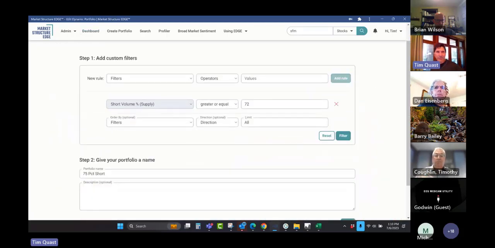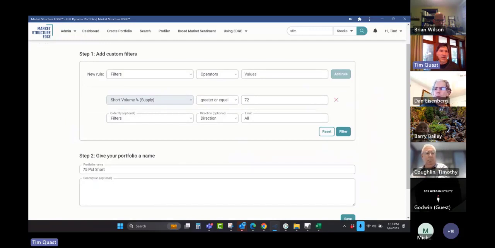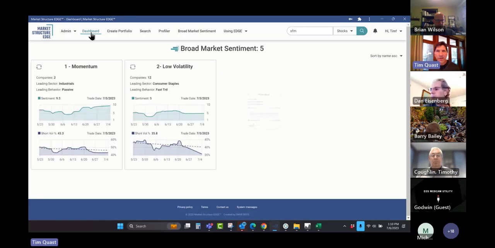What are the criteria in it? All I did is this. It is literally one thing: where is short volume greater than or equal to 72%? That was my threshold, and it just gives me whatever there is in the market.